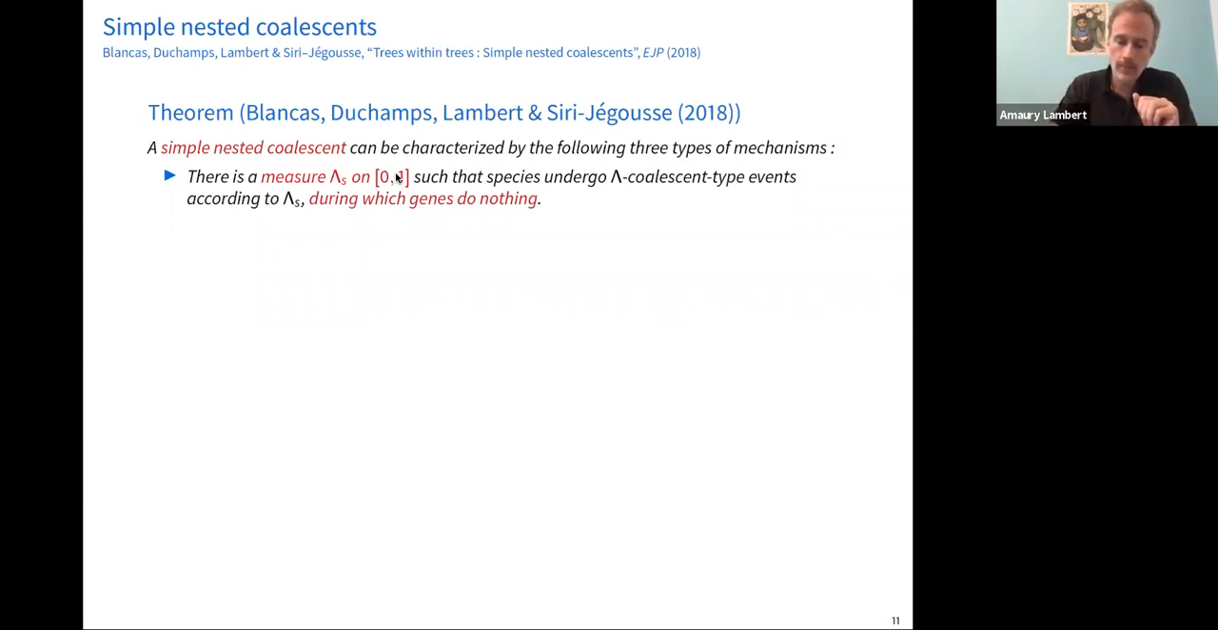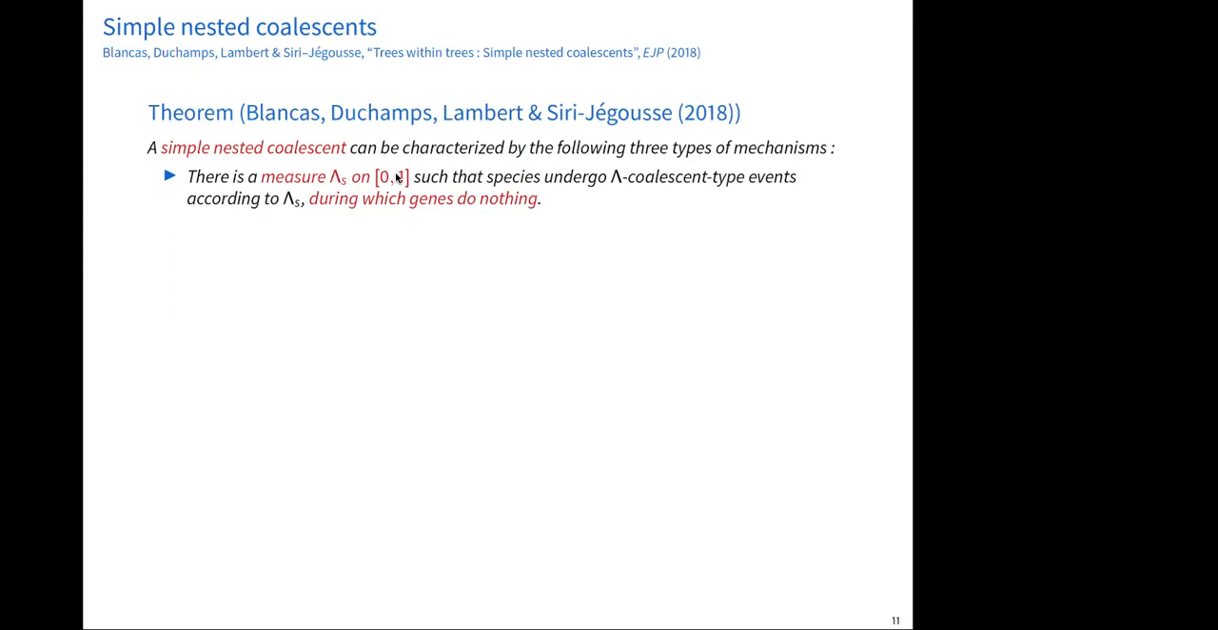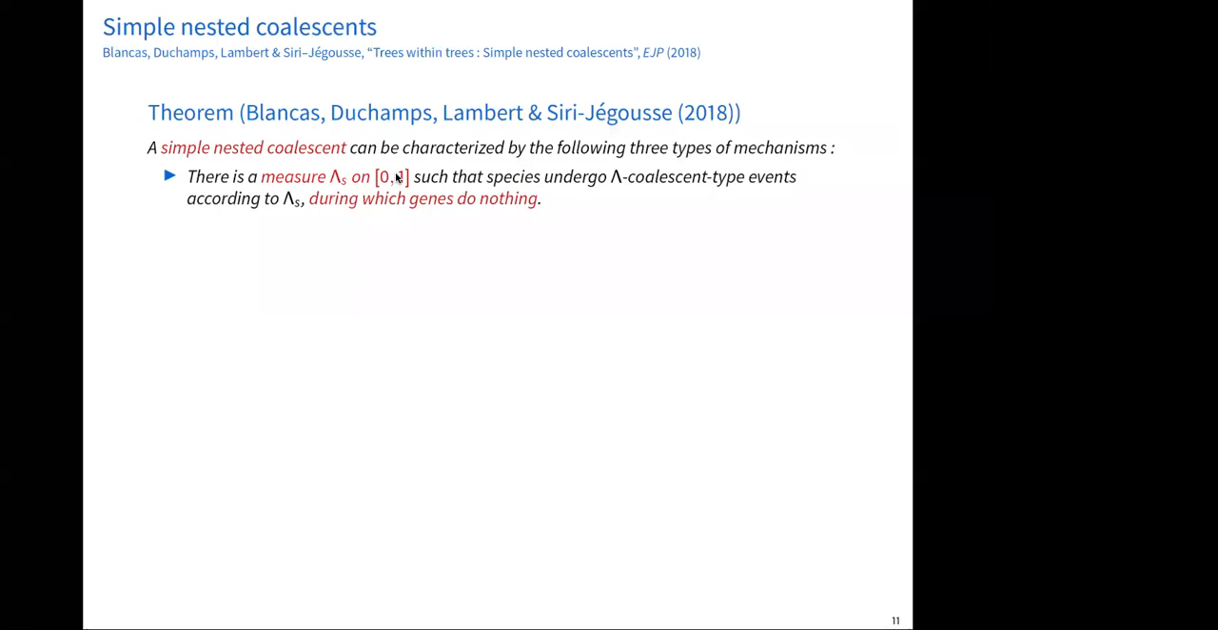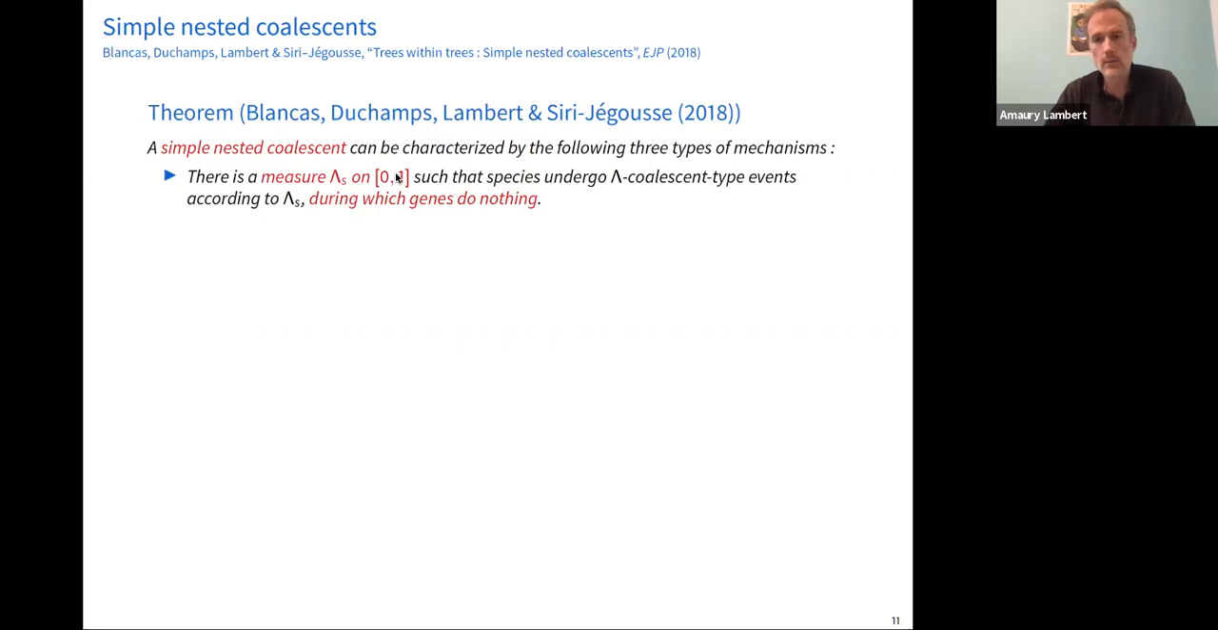Well, I have a question, if I may interject. Yeah. Regarding the number of species that can partake in the nested coalescing process, is there any limit? Sorry? In other words, this is just a model, right? But is there any kind of constraint that is being considered? No, there's no limit. There's no restriction.